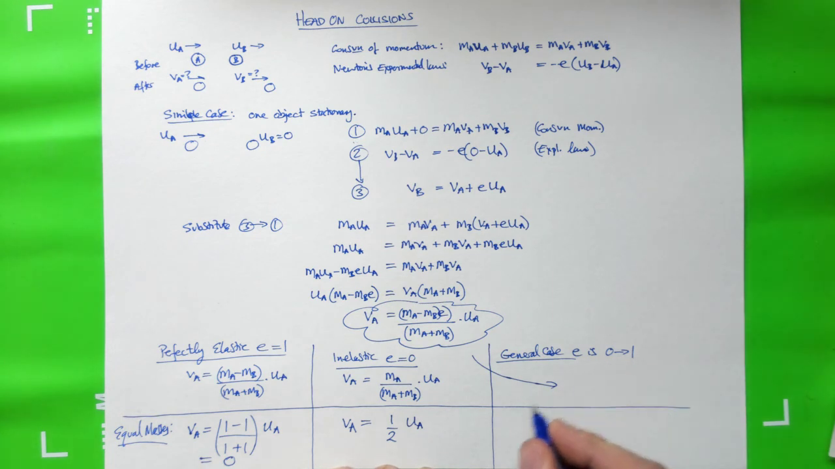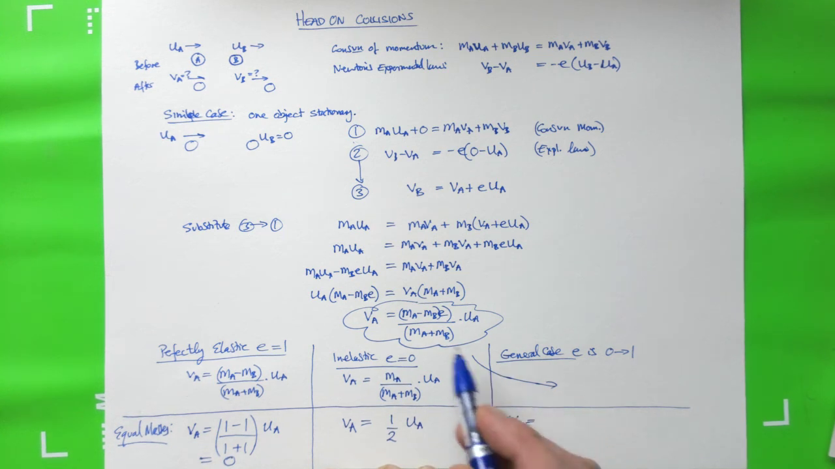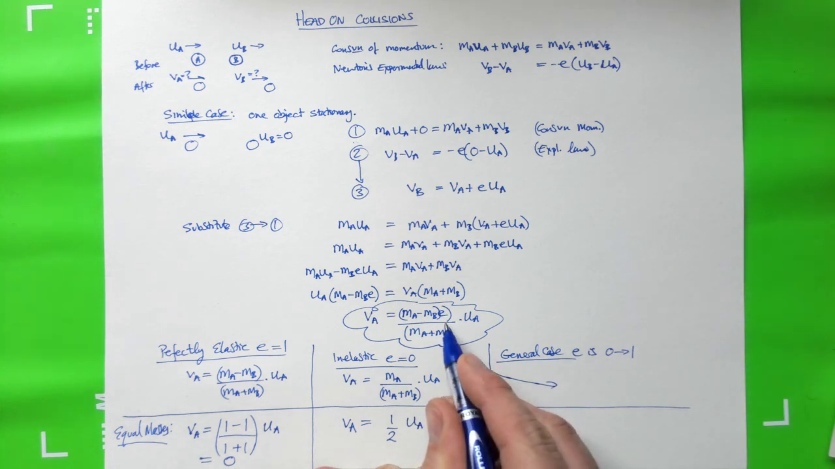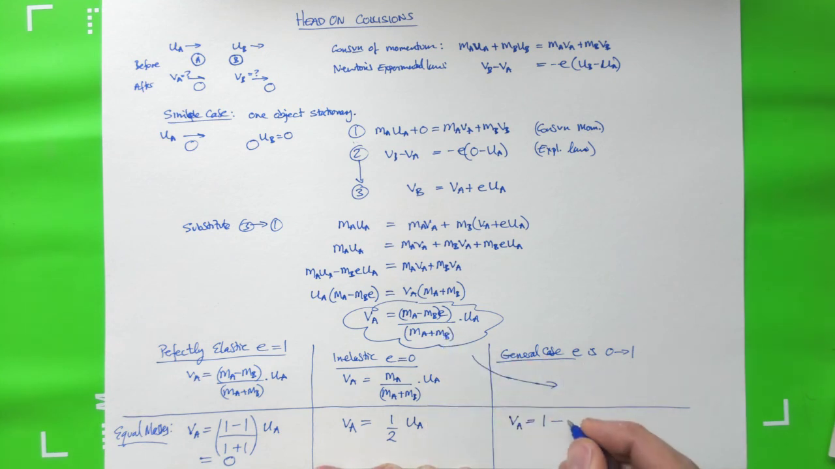And now we'll look at the general case. E is equal to any value, but the masses are equal. So this is the last one we're going to do in this lecture. So now VA equals, so let's see, MA is 1 because the masses are equal. E is equal to anything, so it's still E. So I have 1 minus E. On the bottom, I have 1 plus 1, and this is all times UA. So finally, I have 1 minus E over 2 UA.